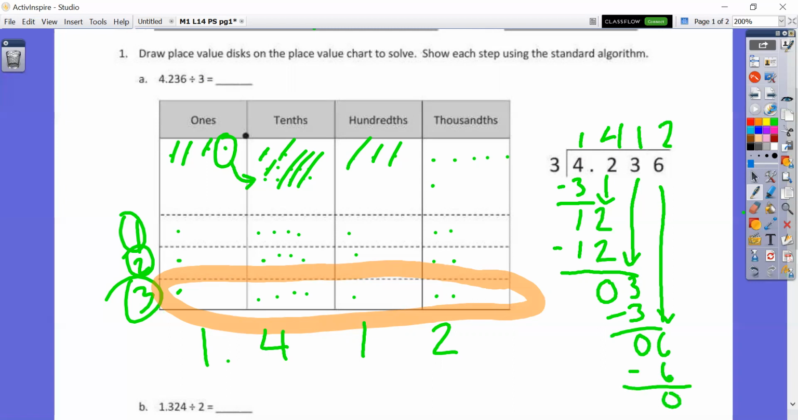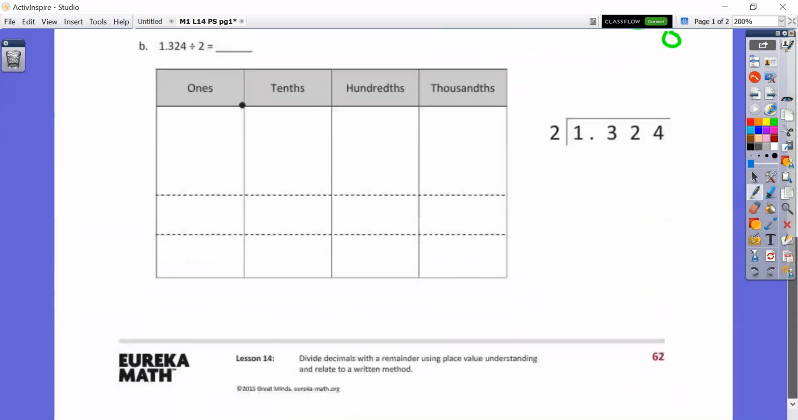We have 0 remaining. Remember, the nice thing about our standard algorithm is it lines everything up so nicely that we just have to make sure that the decimal follows suit and is lined up as well. All right, well, let's try that again with this problem below. So let's go ahead and we're going to go a little faster on this.